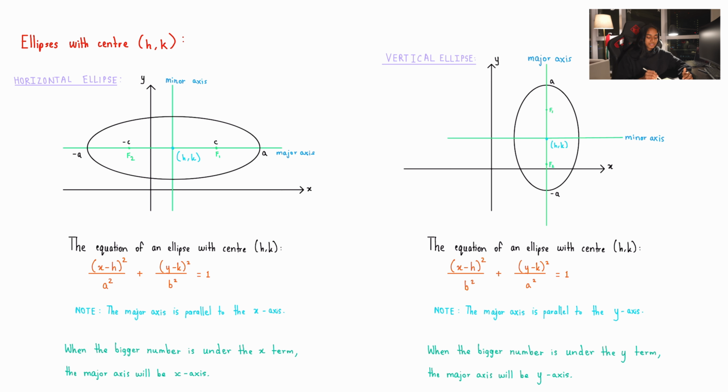All right. Now, for ellipses with center (h, k), the horizontal ellipse, remember, the center is not (0, 0). The equation of an ellipse with center (h, k) is (x minus h) all squared over a squared plus (y minus k) all squared over b squared. So notice these are the coordinates h, k, and these are negative signs, very important to remember. And again, for the vertical ellipse where the major axis is parallel to the y-axis, we can see that the b squared and a squared are switched. Okay, and that's how we know the equation of an ellipse with either center (0, 0) or center (h, k).